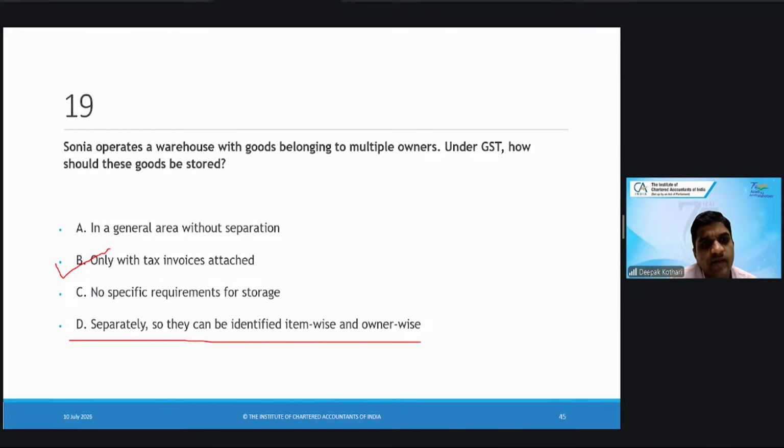Actually, it is D, right? Because only with tax invoice attached, no. Actually, the answer is D, not B. I think that's a mistake here. Separately so that they can be identified item wise and owner wise.